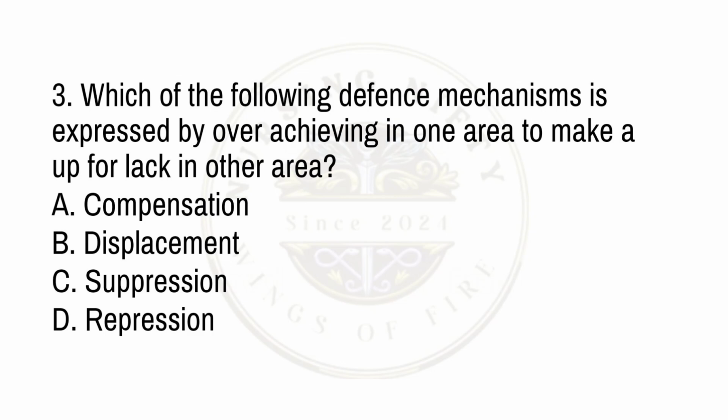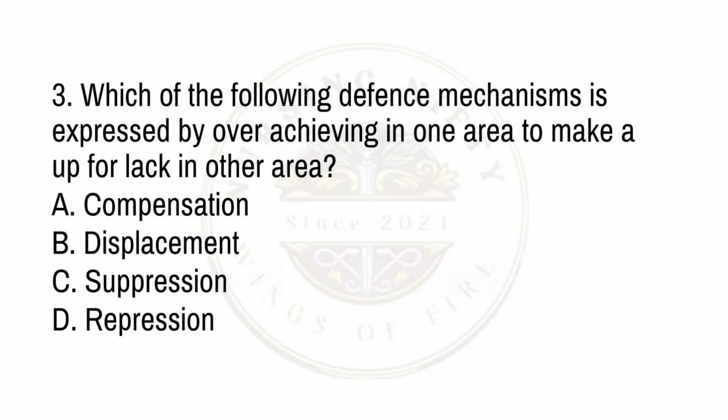Question number 3. Which of the following defense mechanisms is expressed by overachieving in one area to make up for a lack in another area? Options: Option A, compensation, B, displacement, C, suppression, and D, repression. So here the right answer is option A, compensation.